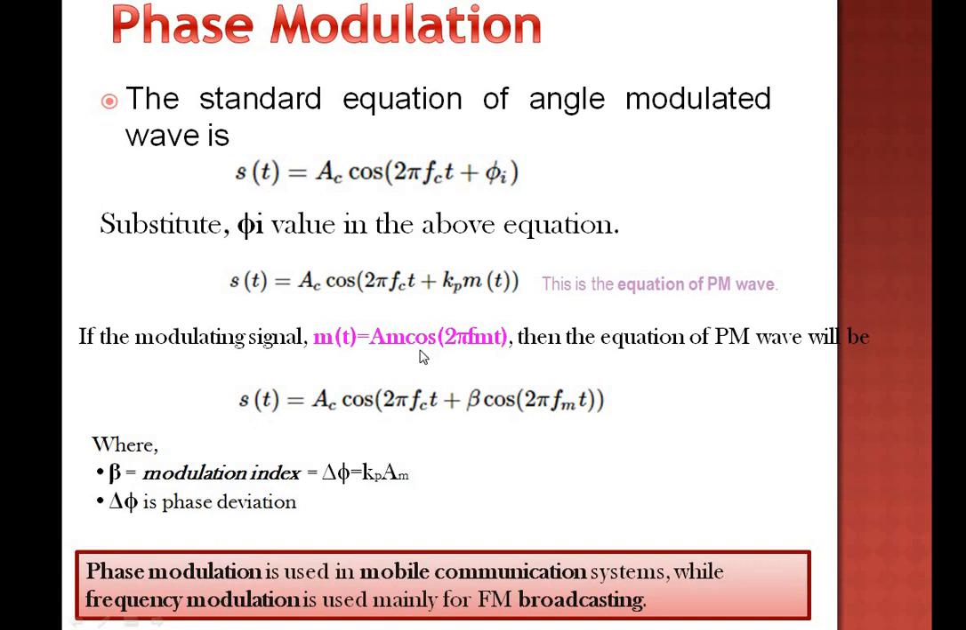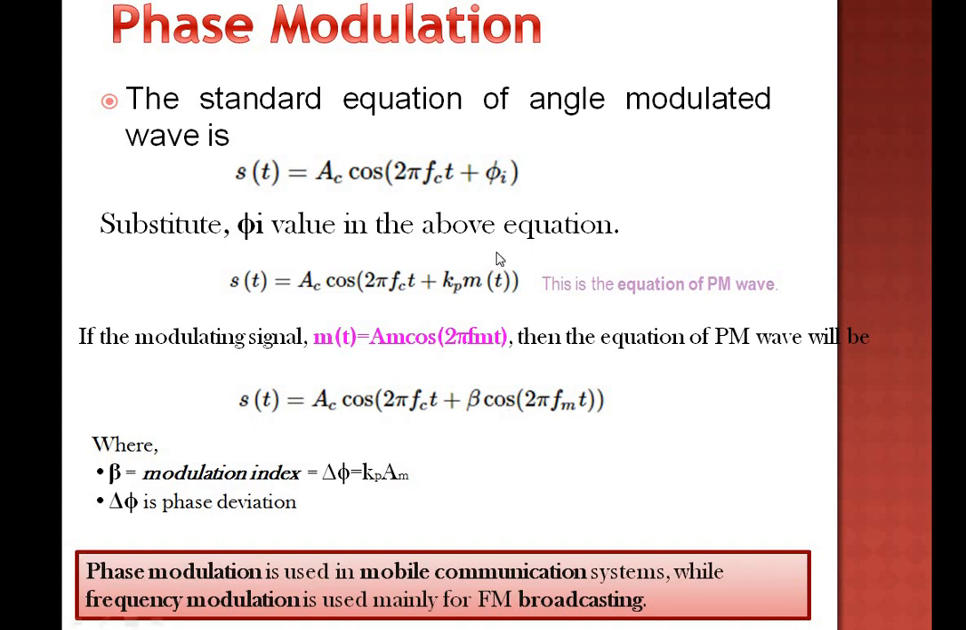Now see what is the equation, what is phi i? The phi i value is Kp into m of t. Now substitute the value here. So the equation for your phase modulated wave is given as Ac cos 2 pi fct plus, what is phi i value? Kp into m of t. This is the standard equation for your phase modulated wave.